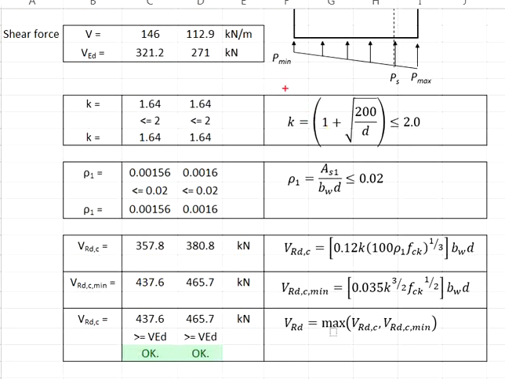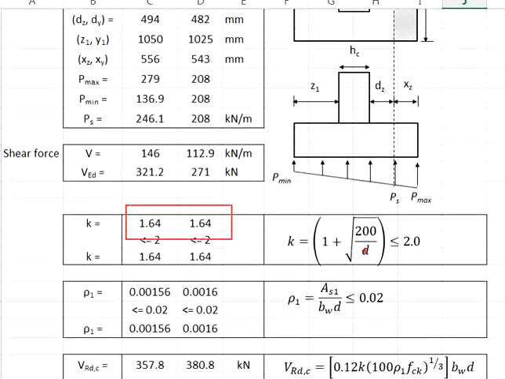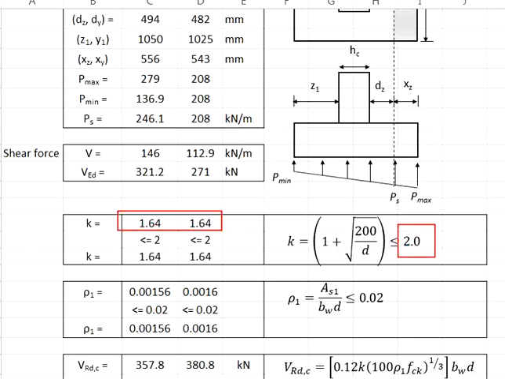First, we need to get the k, which is a function of the effective depth. The effective depth in the major and the minor axis differ slightly. Substitute those values into the equations. You get k equals 1.64. Make sure the calculated k is not exceeding 2.0. The calculated k here is less than 2.0, so you may use the calculated k. Otherwise, you will use 2.0.